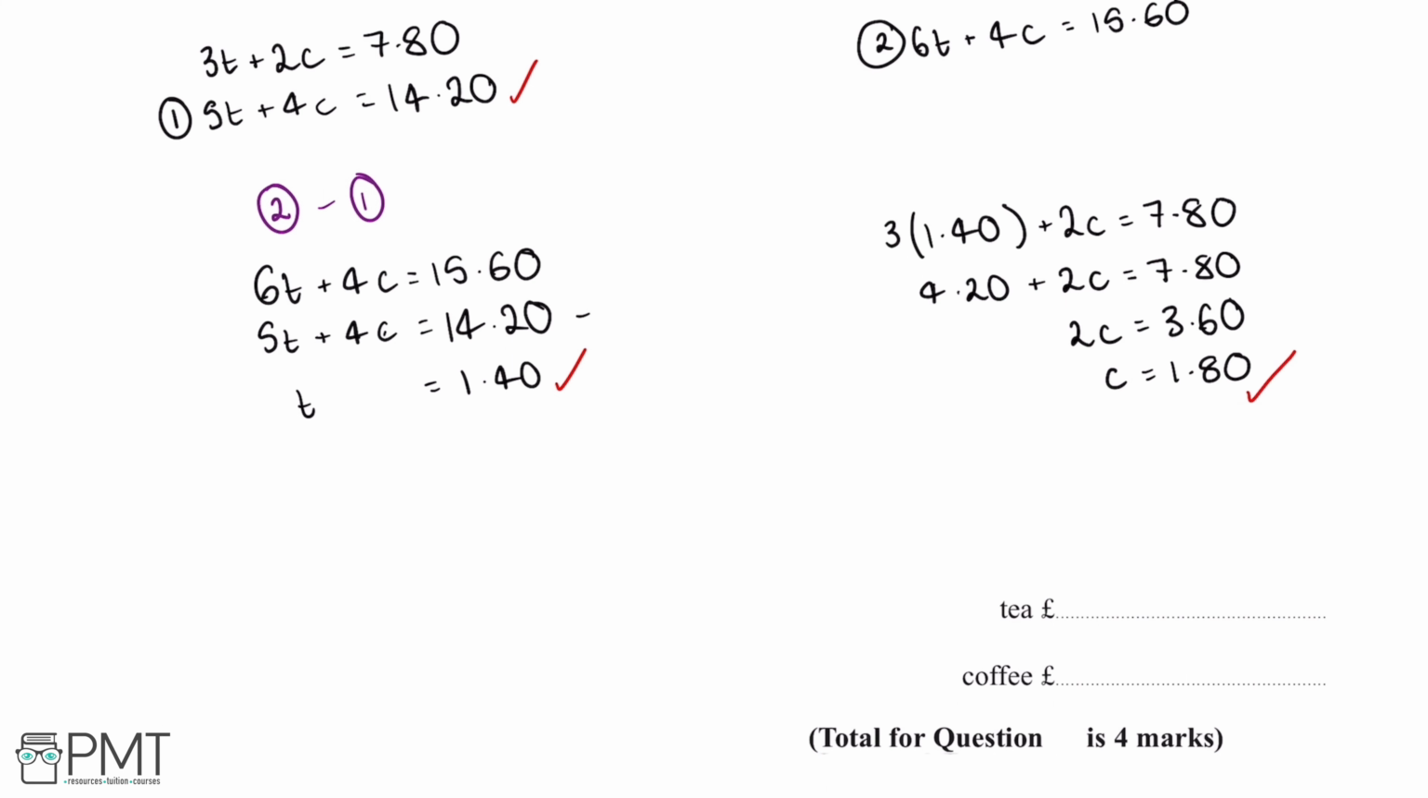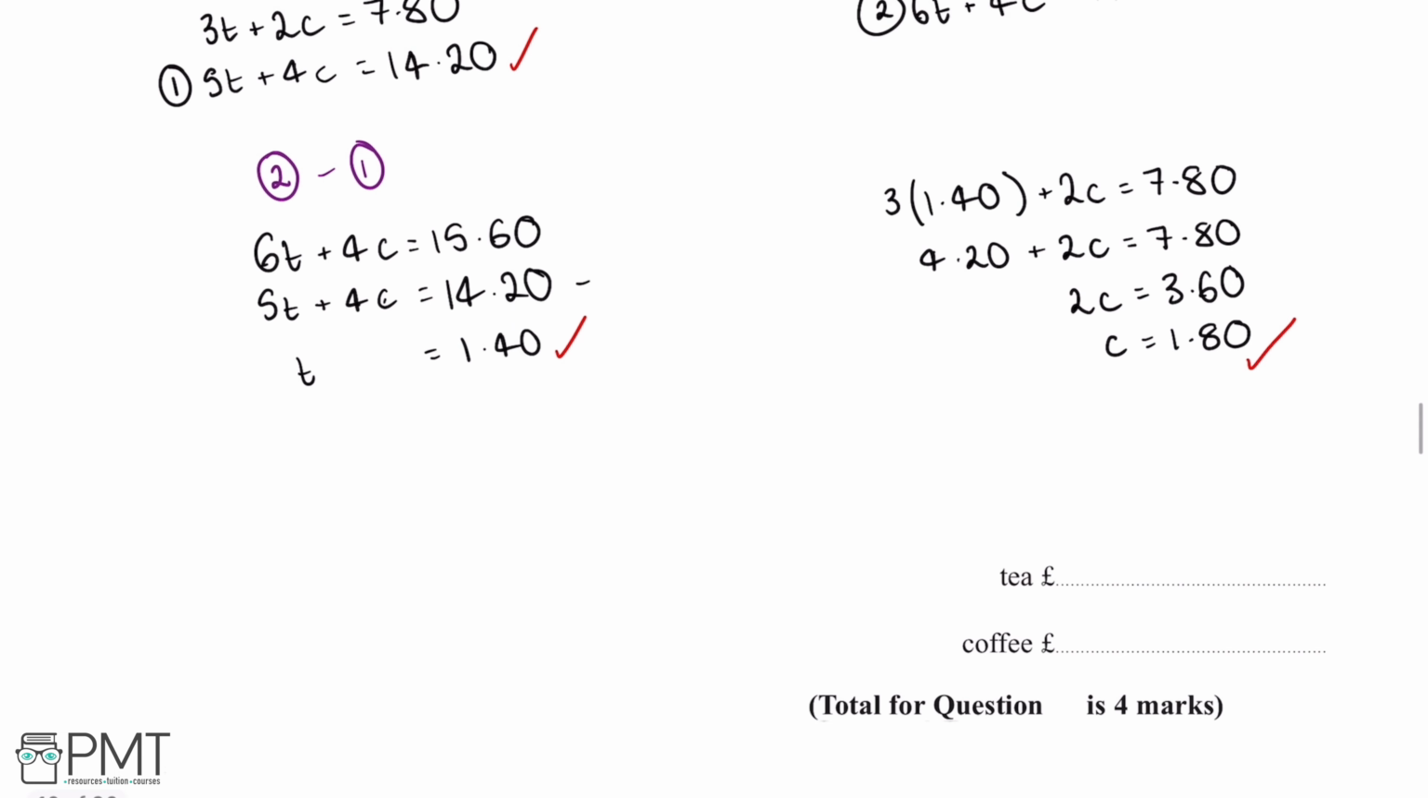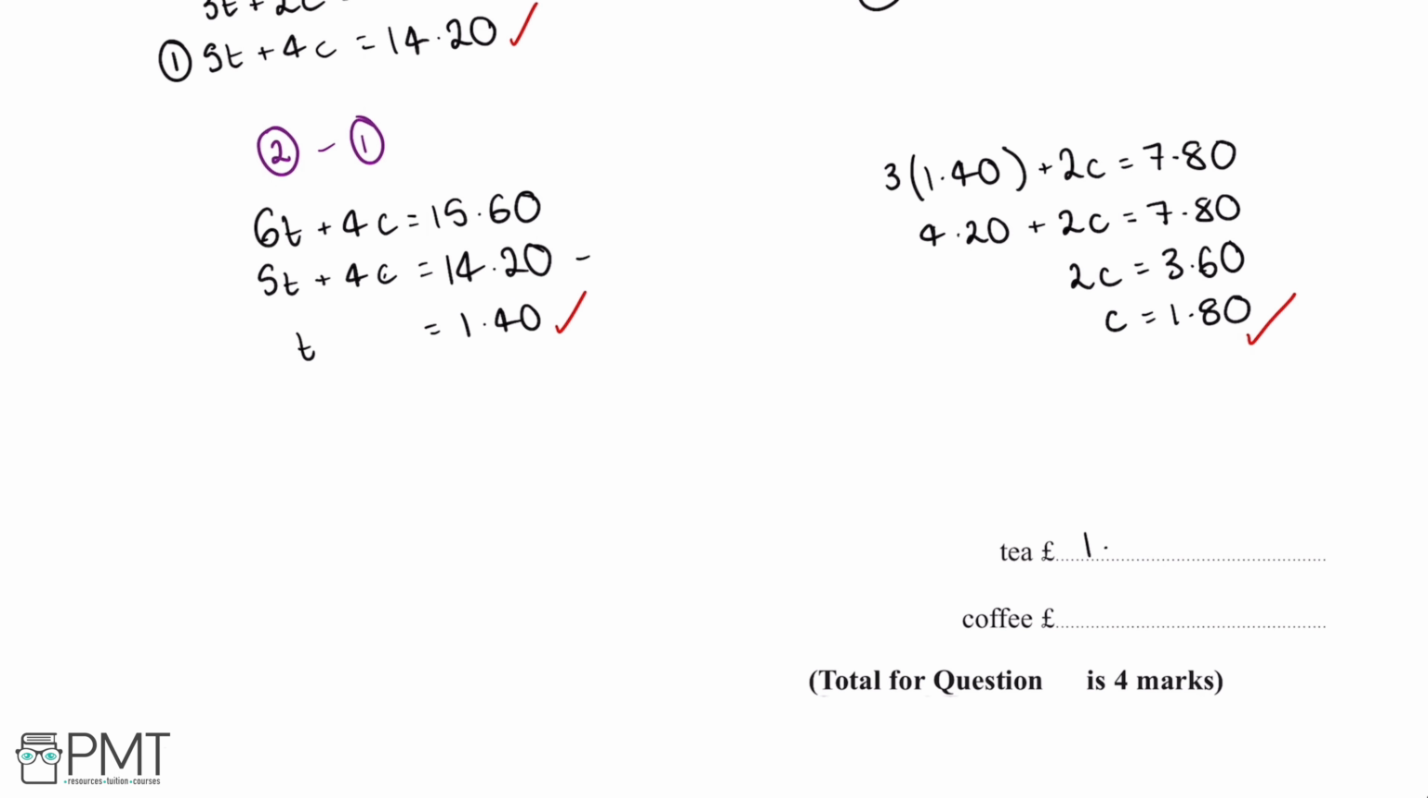So you get your third mark for substituting the price of the tea back into one of these original equations. And for the final mark we need to write the answers into the answer box. So 1 tea is equal to £1.40 and 1 coffee is equal to £1.80.